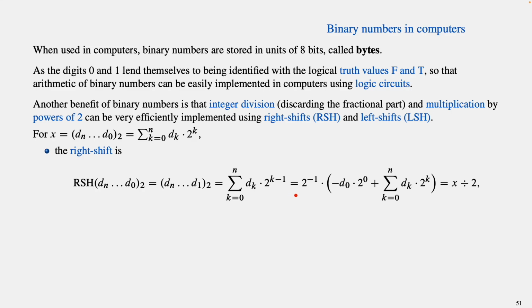And written in a more complicated way, this is 1/2 times our original number x, where we throw out the 0th term. So we throw out the bit d_0, and then we divide by 2. And that's just the integer division of x by 2.